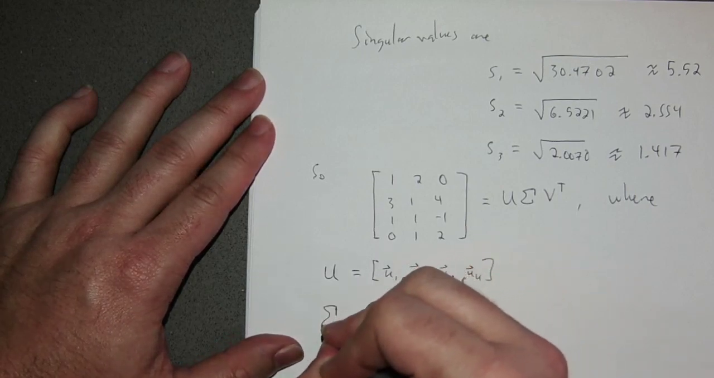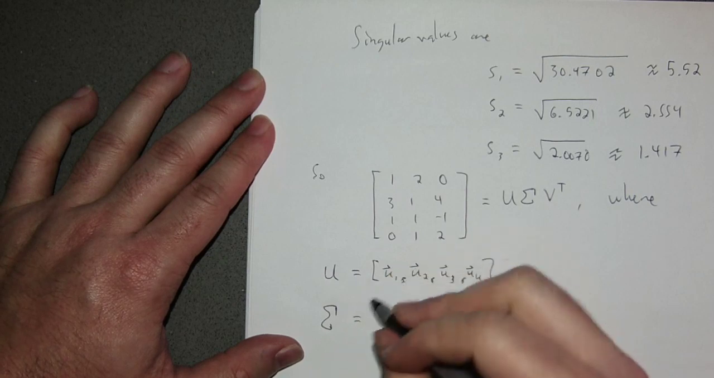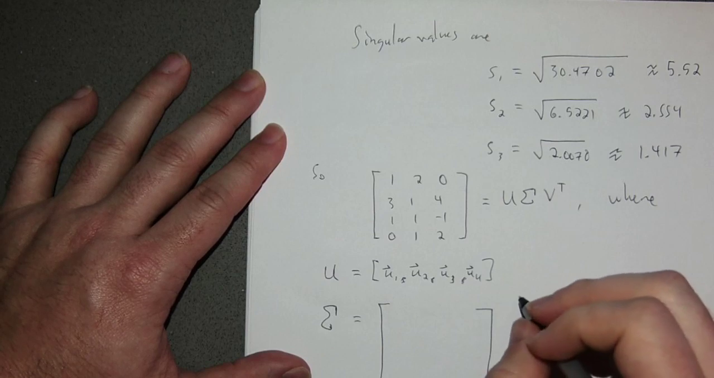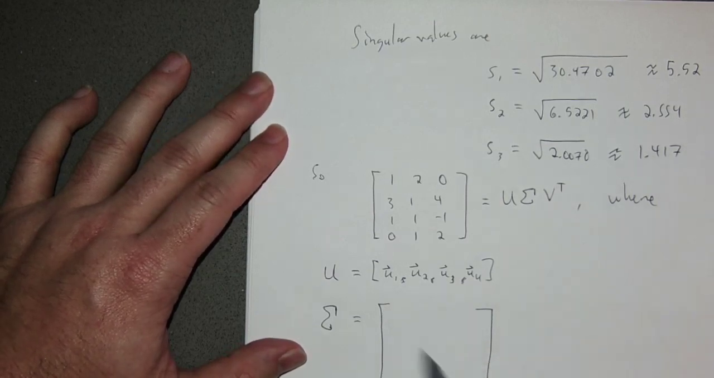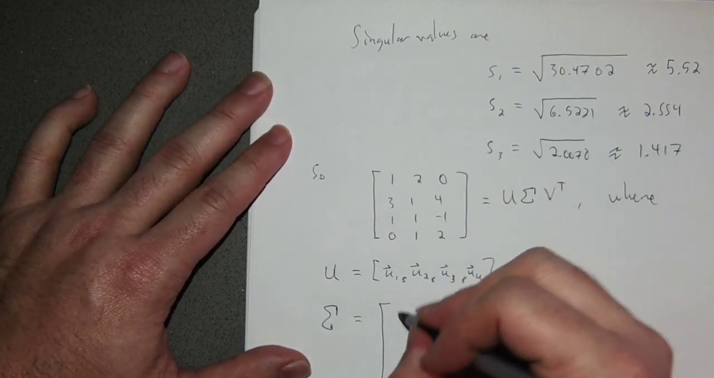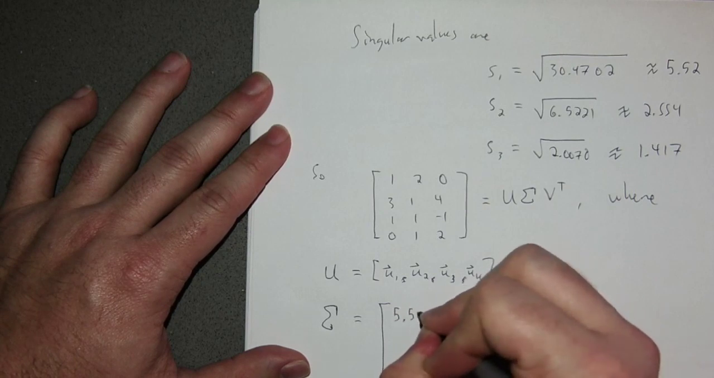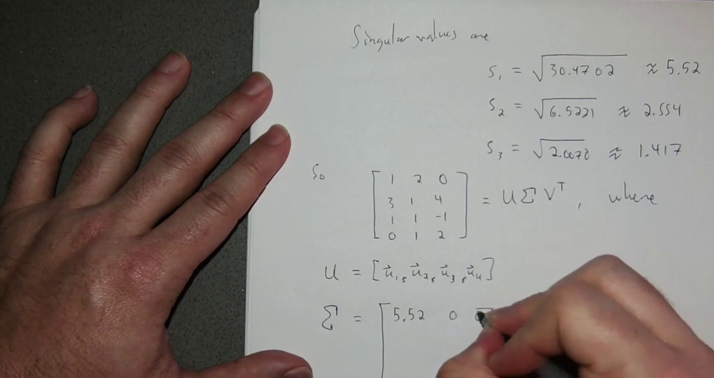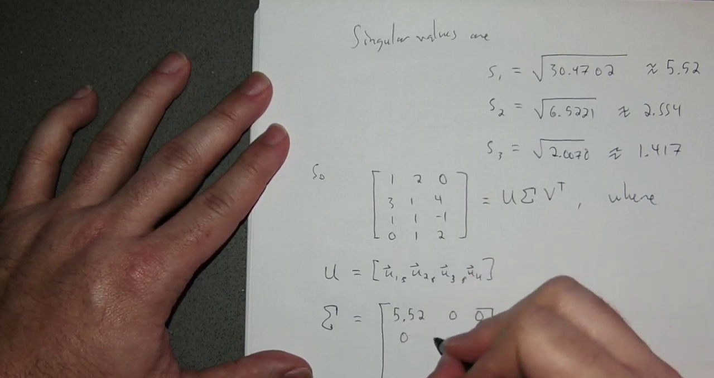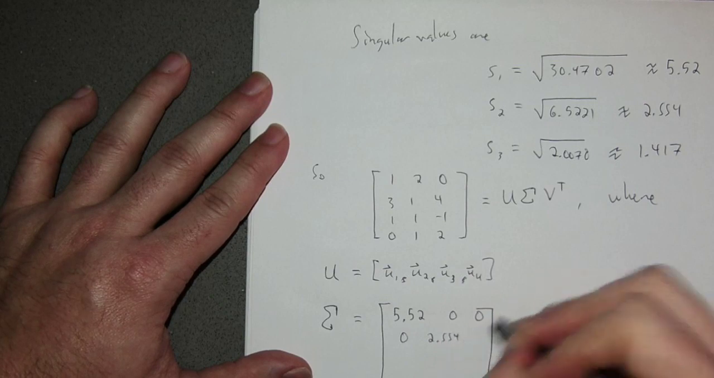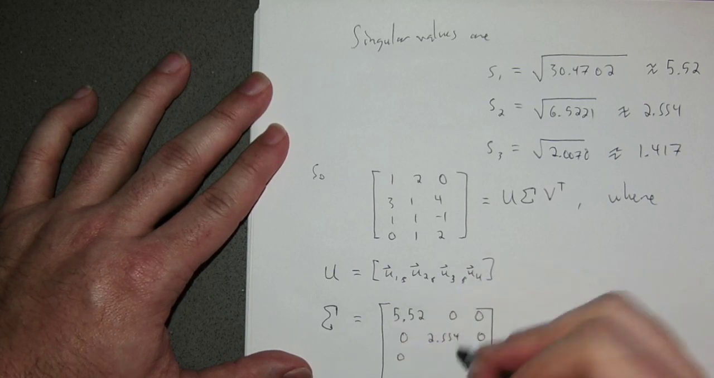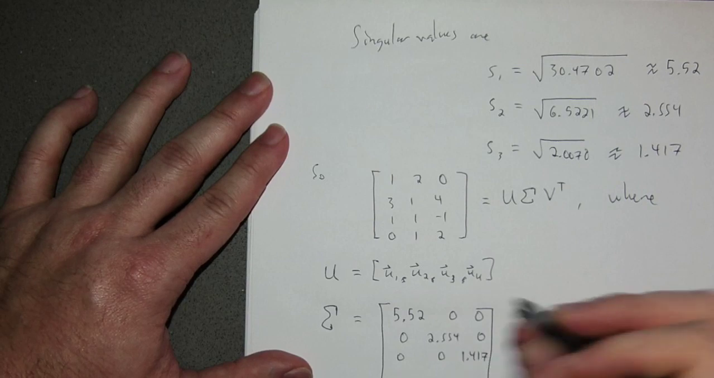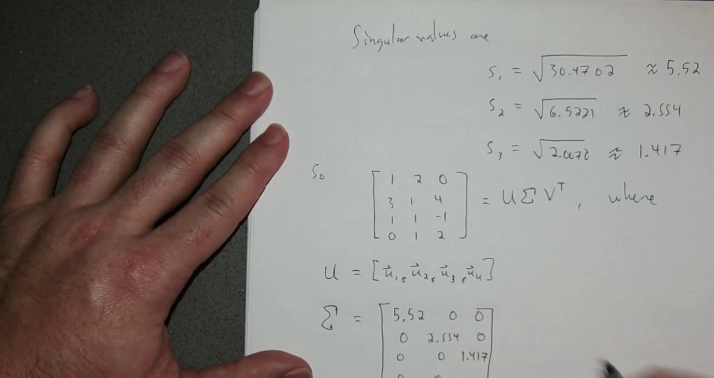Sigma is the rectangular diagonal matrix having my singular values on its diagonal and zeros everywhere else. So this is 5.5200, 0, 2.554, 0, 1.417, and the last row is all zeros.